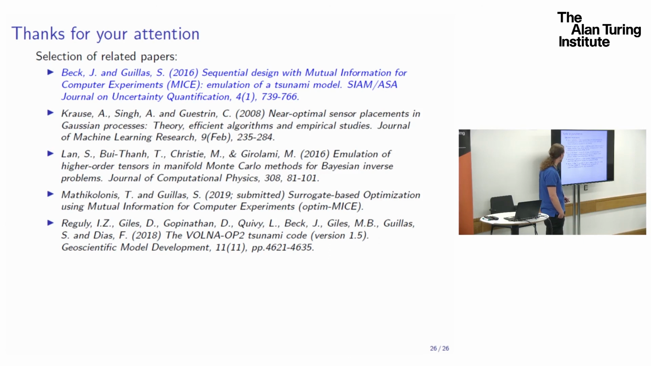And these are some references. This is the reference to this work. This is the reference to the mutual information that was used for sensor placements. This paper here, emulation of higher order tensors in manifold Monte Carlo methods for Bayesian inversion problems, uses this method to do proposals in MCMC. And then there's the optimization one I just mentioned.